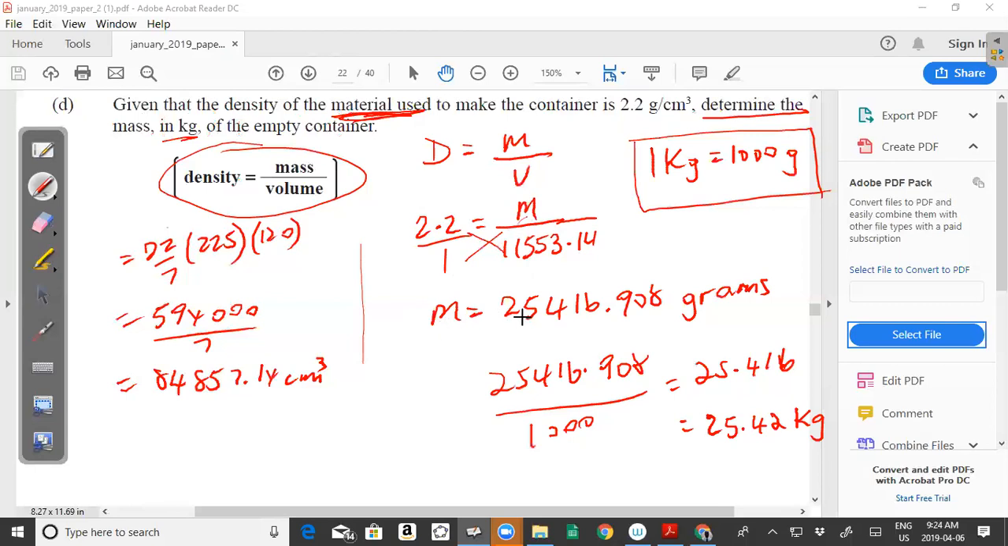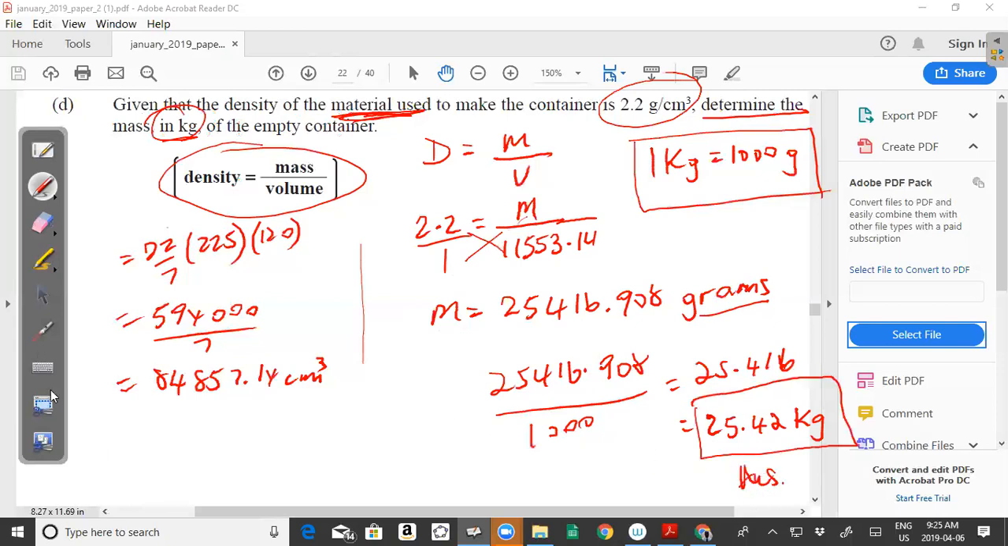And so M is equal to the 2.2 multiplied by 11,553.14, and that's going to give us the mass in grams, because this density here is given as 2.2 grams per centimeter cube. But the question wants us to find the mass in kilograms, and you should know that 1 kilogram is equal to 1,000 grams. And so now we just take this 25,416.908 and divide by 1,000 to get your answer in kilograms, which is 25.42 kilograms, and this is your final answer.